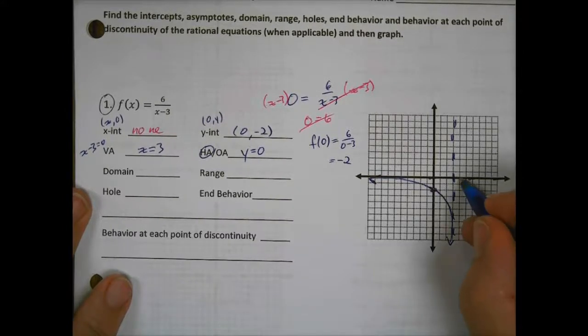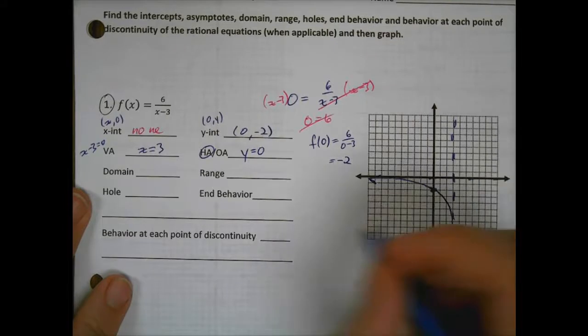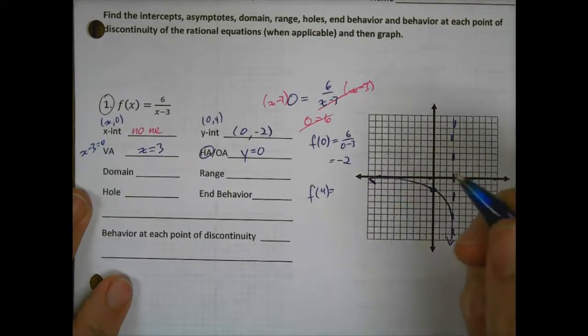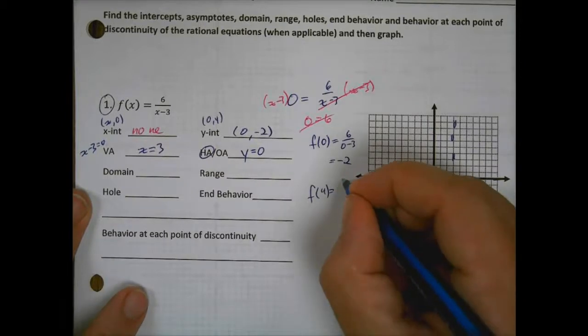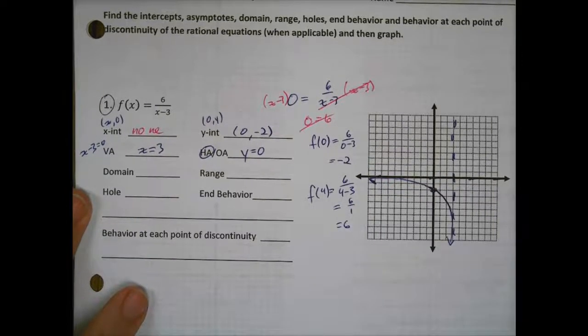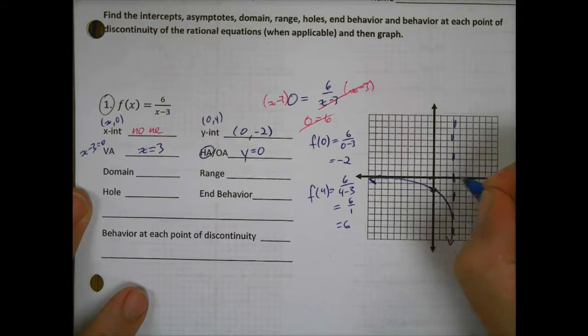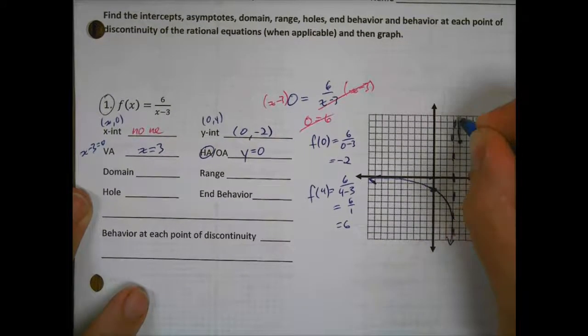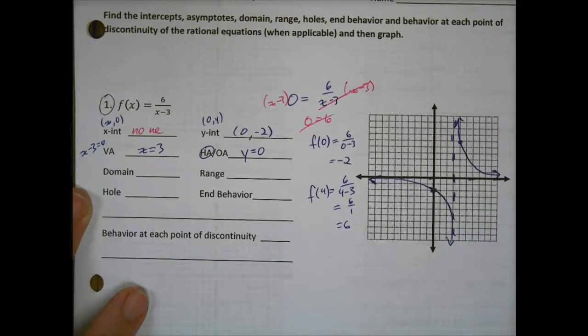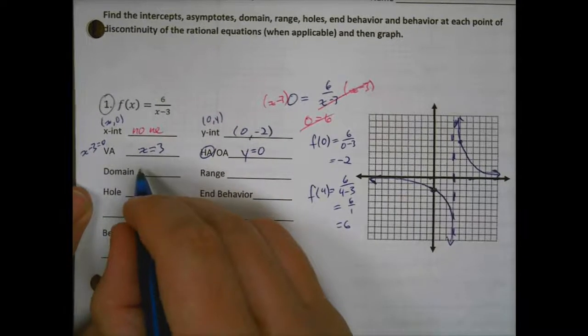Well, we know 4 is an x value that's over here. So if I substitute 4 into my equation, you could have chosen 5, 6, 7, 8, 9, 10, any of those. But if I chose 4, I would have 6 over 4 minus 3, which is 6 divided by 1, which is just 6. So that means I have the point (4, 6). I know it's going to get closer to my asymptote as I go in that direction as well. So there's our graph.